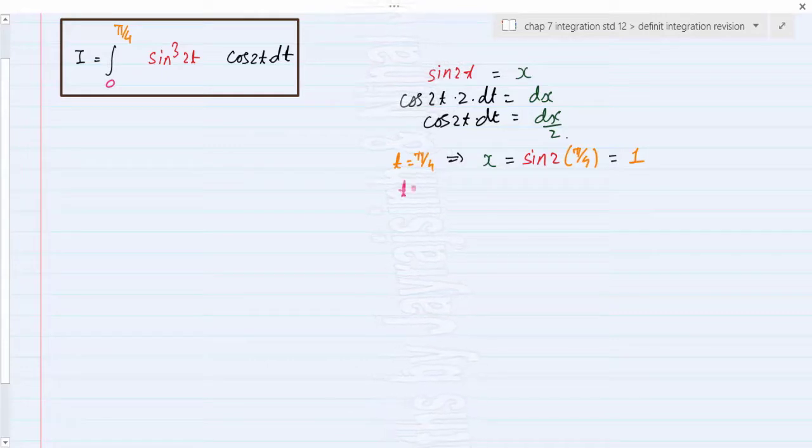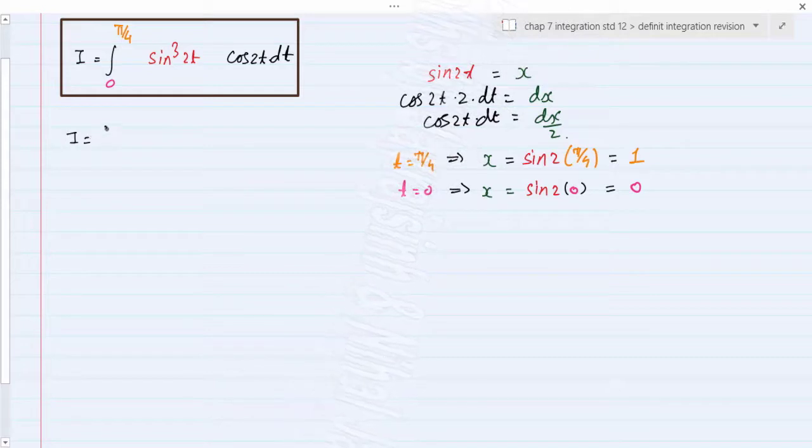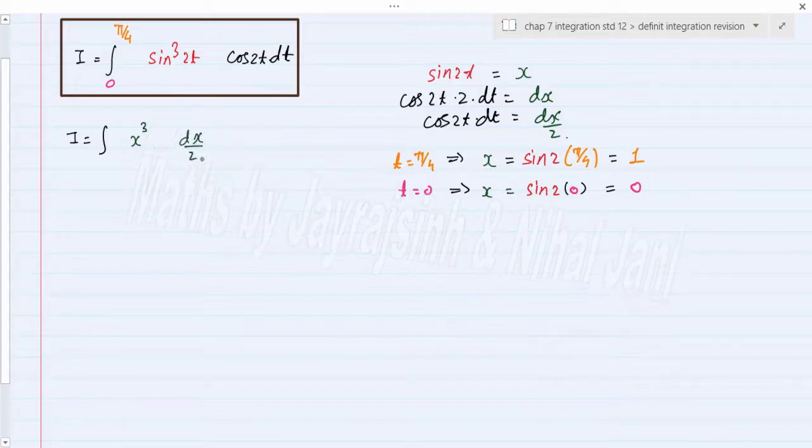Similarly, for t is equal to 0, we will get x is equal to sine 2 times 0, or we can say sine 0, which will be 0. So we are ready to modify our integration. This sine 2t is assumed as x. So here we'll get x cube, and this cos 2t dot dt will give us dx by 2, and our limits will be from 0 to 1.